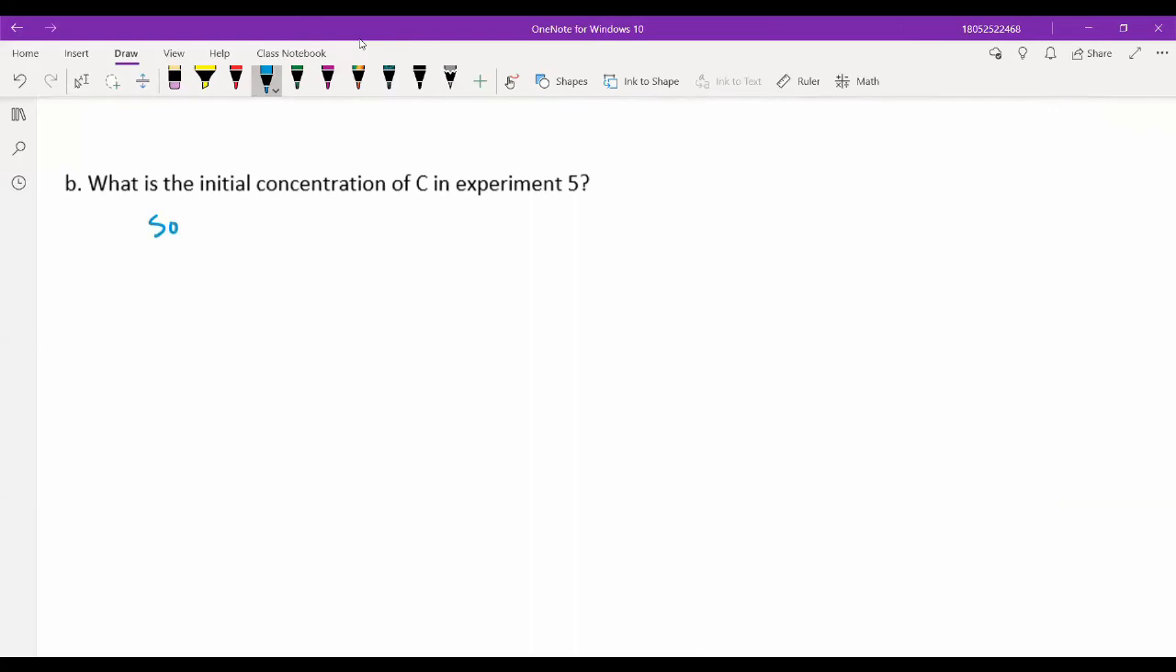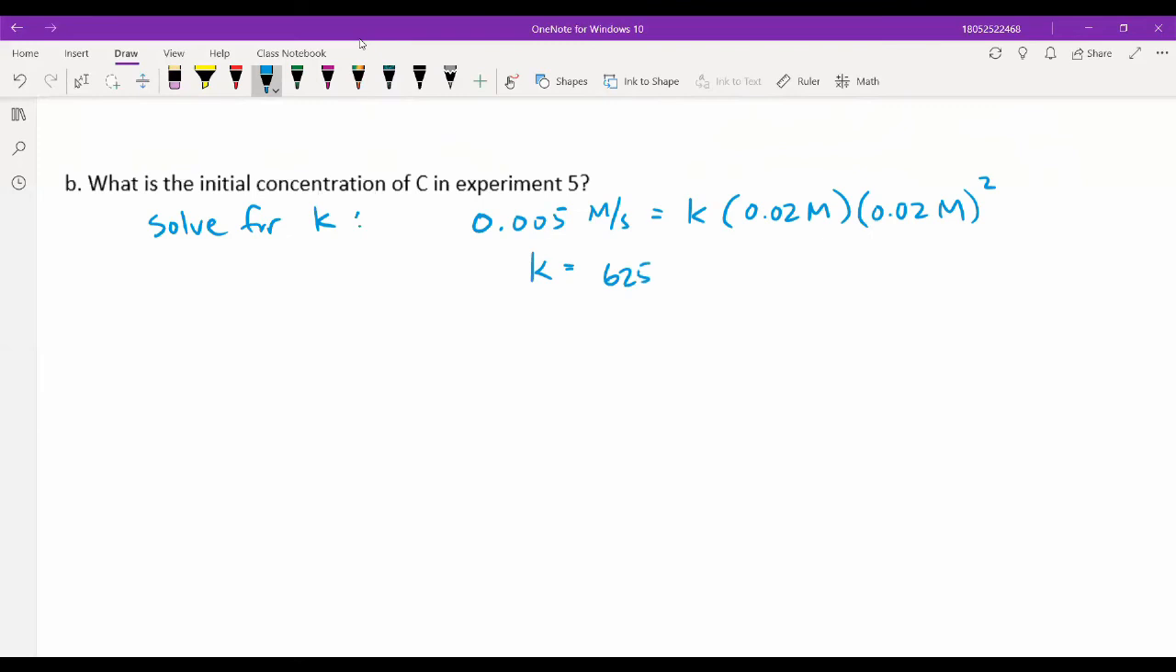So I'm going to solve for K, and I'm going to use experiment 1 again. So this is going to be the rate, and then K times the concentration of A, and then the concentration of C squared. So you should be able to look at those numbers from the first row of the table, and then solving for K, 625. Again, this is going to be 1/molarity squared second.